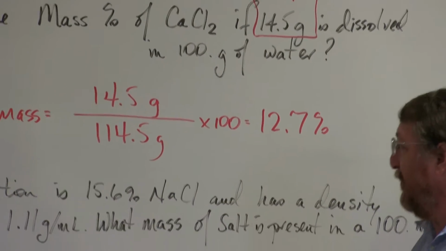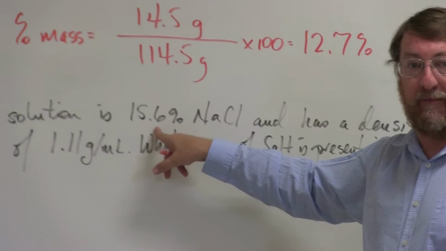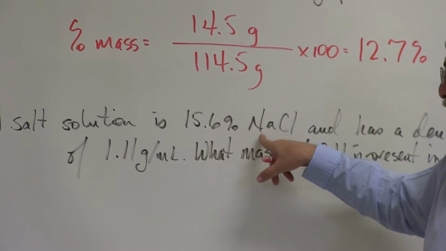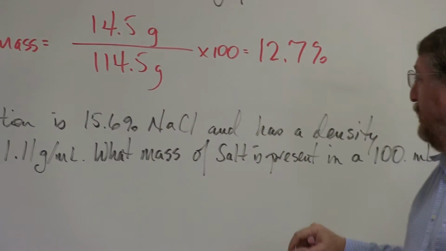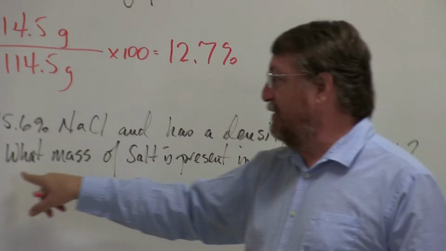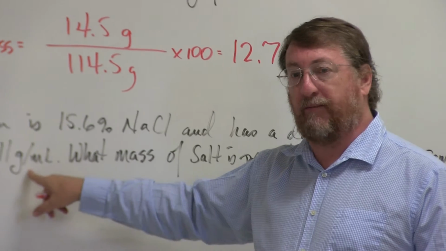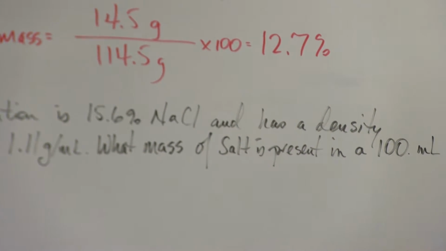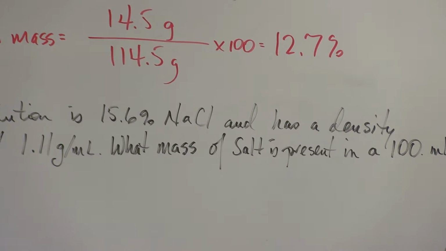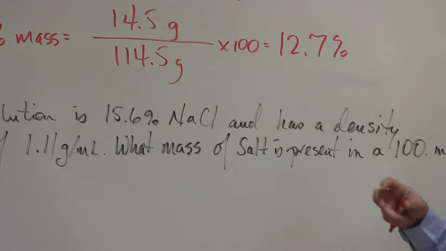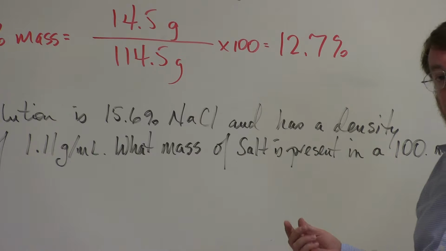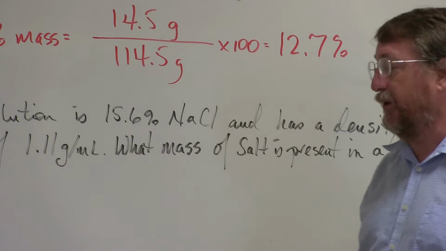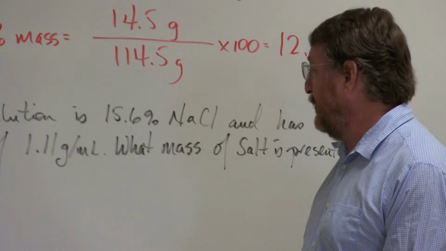All right, another one here. We've got a salt solution, and we know its percent mass is 15.6% sodium chloride. We know the density of the solution is 1.11 gram per milliliter. We want to know the mass of salt that will be present in a 100 milliliter sample. So we're going to pull out a 100 milliliter sample. We could evaporate it and measure the mass of the salt there, or we can do our calculation here.